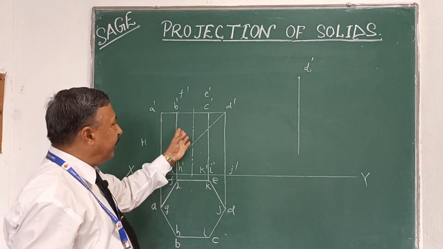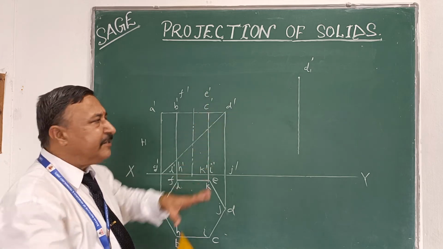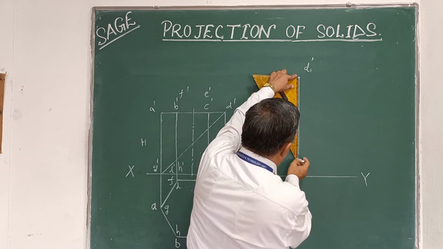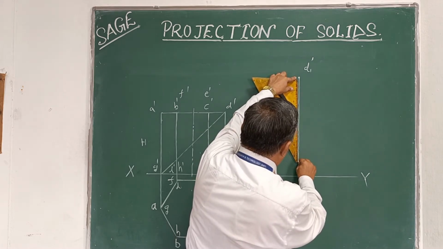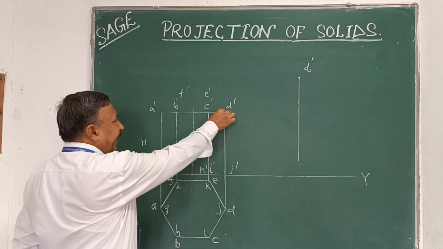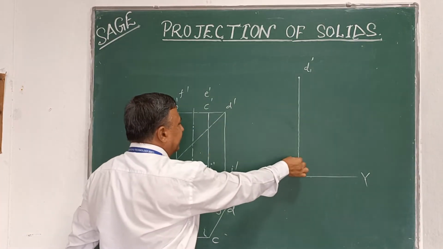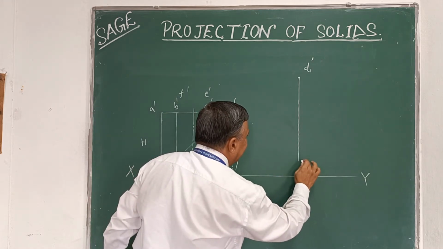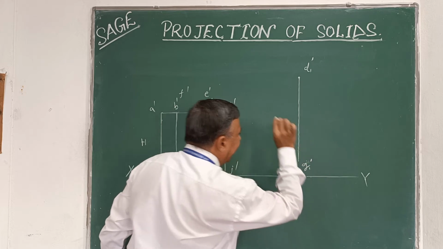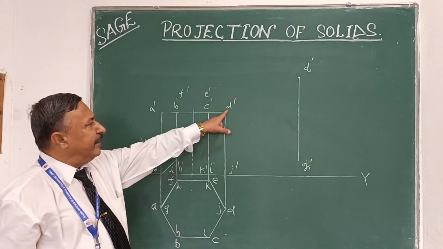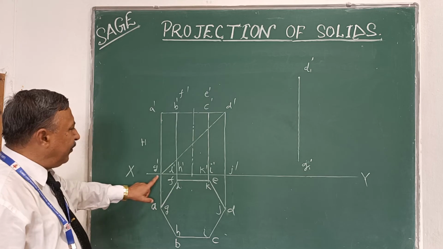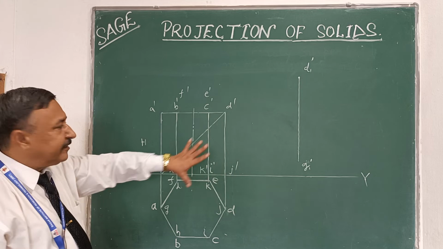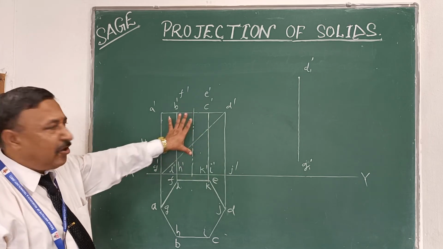Now start copying this drawing here in the same manner. Suppose see the length. This is the length. We take the same length here, which means this point is G1 dash. So first we draw D1 dash at top and G1 dash at bottom. Now around this we are going to complete this drawing.